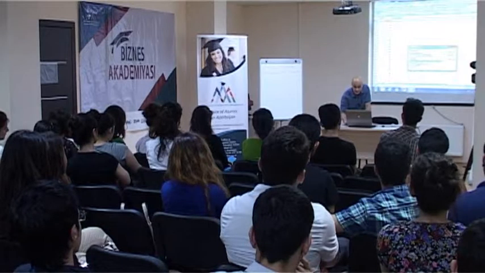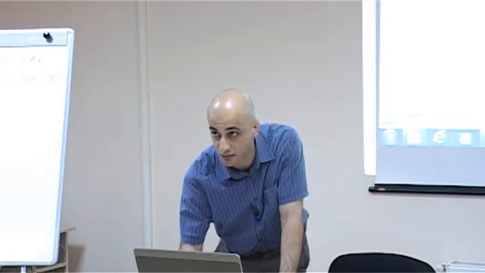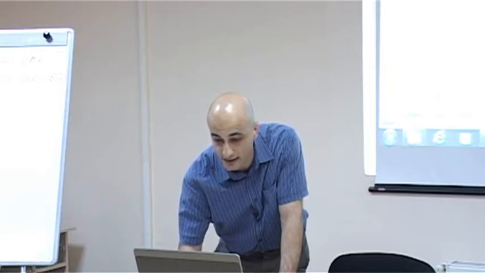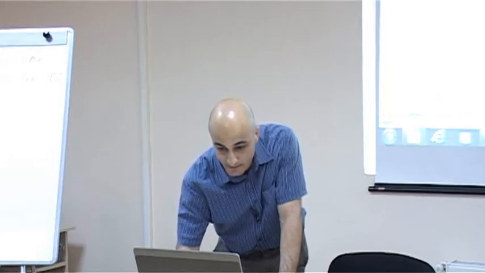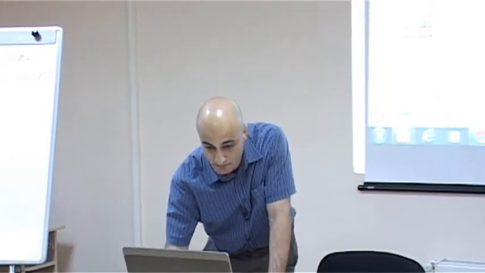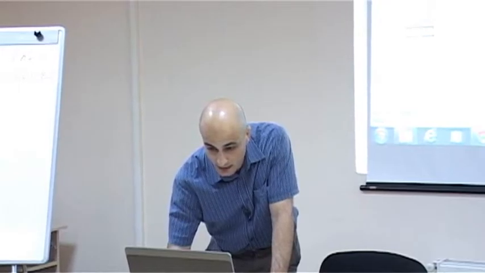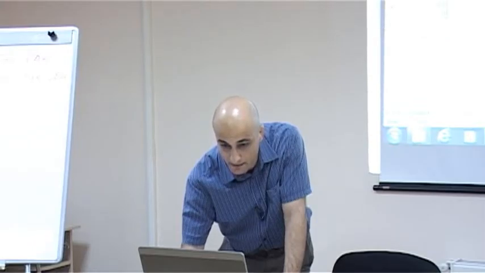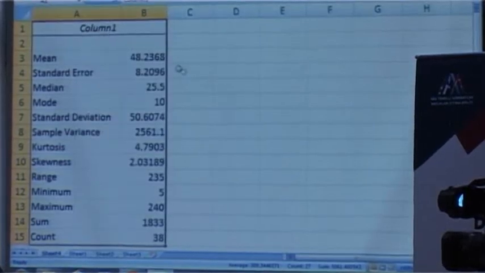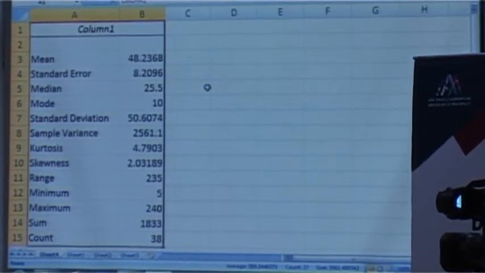In there, there's Descriptive Statistics. If you click OK on that, there's an input range, you select the data, and that's for numerical data. Then there's a summary statistics option, and we click OK. In a matter of seconds, it will calculate for us the average, the median, the mode, standard deviation, sample variance, kurtosis, skewness, and whatnot.